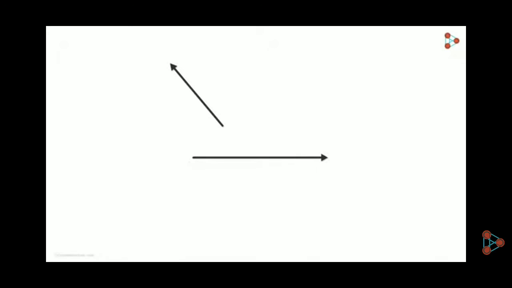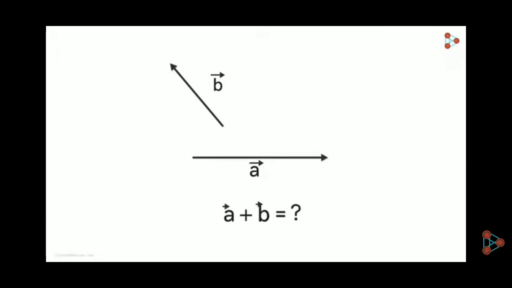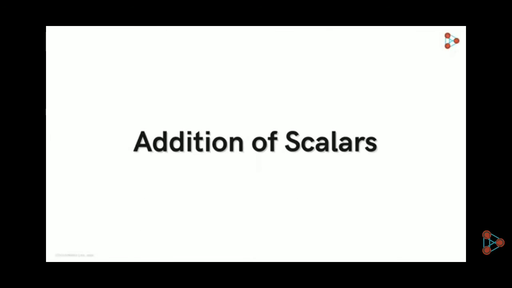Suppose we have two vectors A and B. Can you tell me if we can add these vectors? What does it even mean to add two vectors? To understand this, let's first look at addition of scalars first.